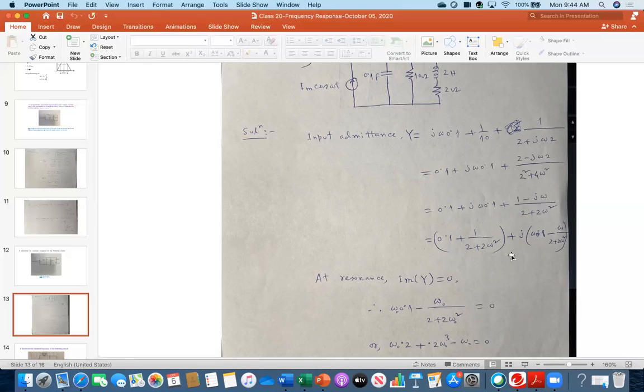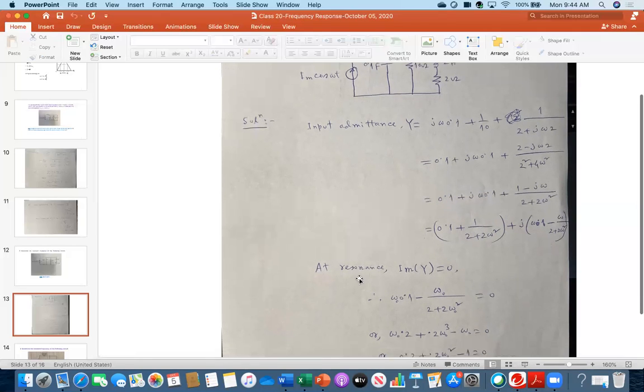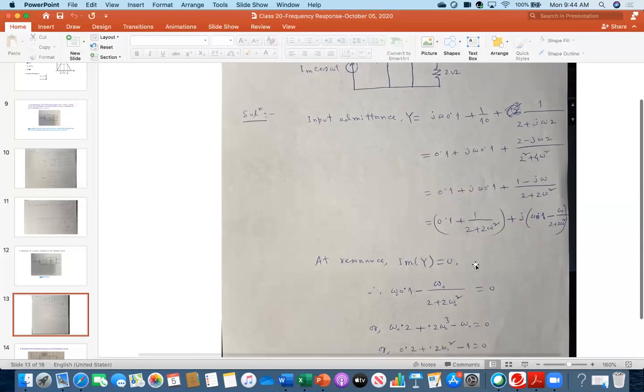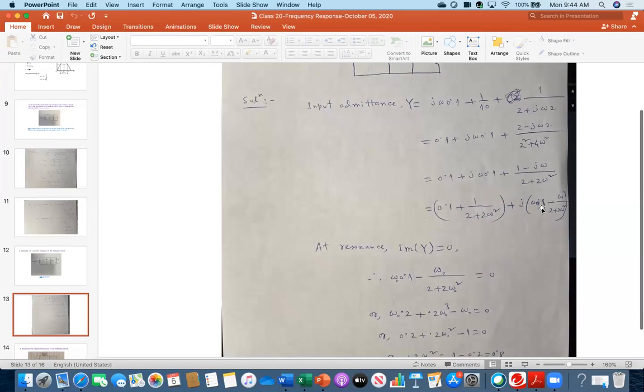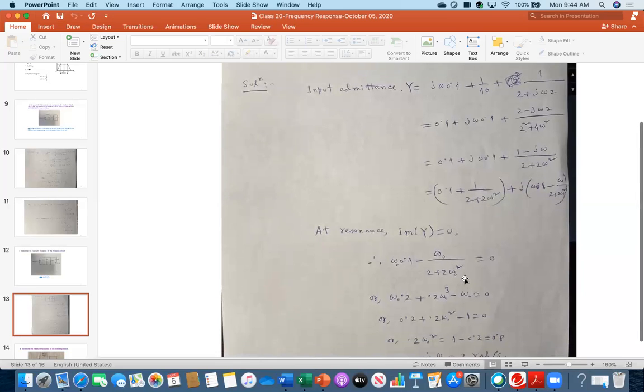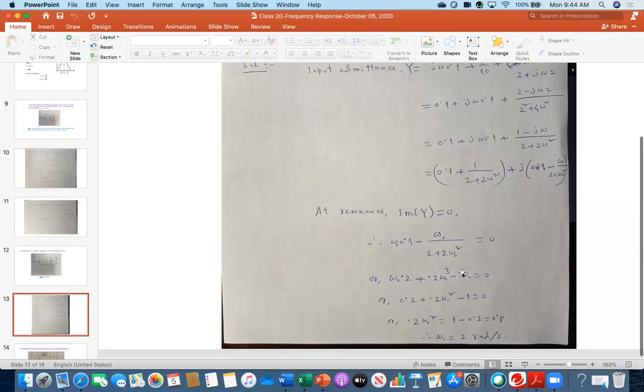And why did I express the whole thing in that way? Because at resonance, the imaginary part of admittance should be 0. That is what we learned today. So this means I can say this portion is 0. And then I can change the omega symbol to omega naught because I am looking at the resonance condition. So I did all the calculation, and ultimately I got omega naught 2 radian per second.